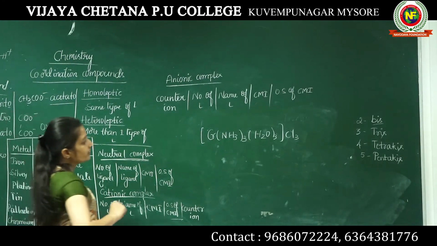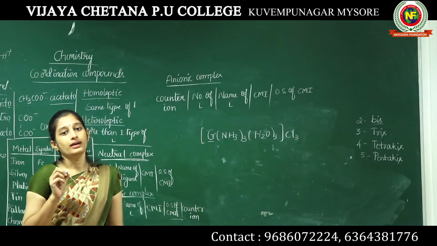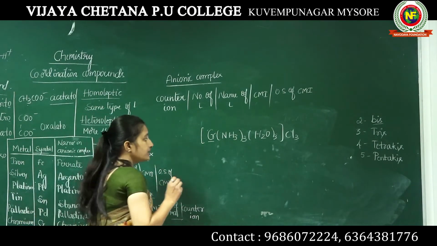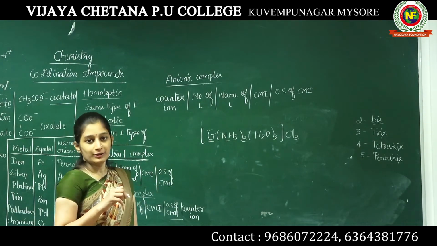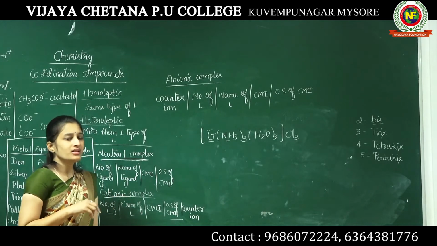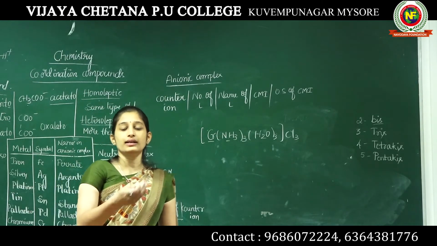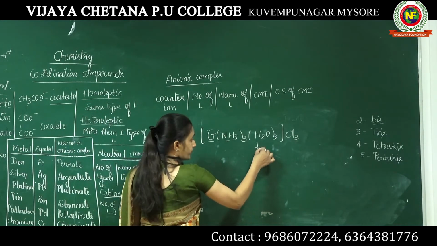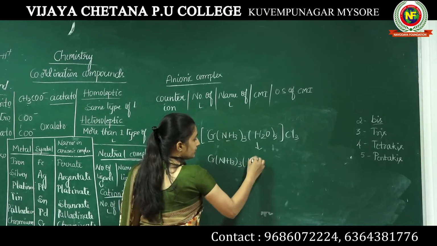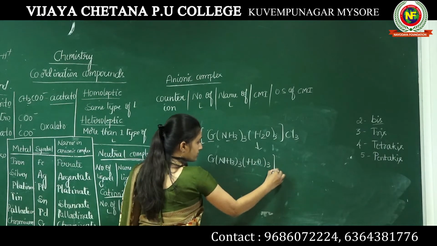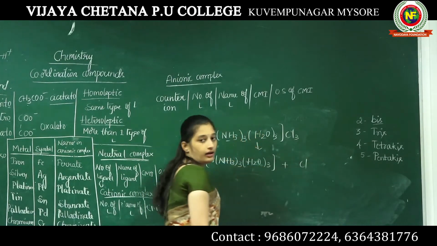Next, one more example. See, chromium is there. Chromium is the central metal ion, no doubt in that. This one is the amine, the ammonia group, and that is H2O, water. What type of complex is this? First you should try to understand whether this is anionic, neutral or cationic. Just split this. How to split this? Cr(NH3)3(H2O)3 plus Cl.